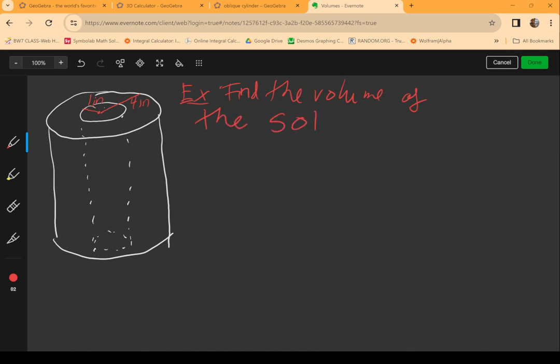Okay, so if I start with my formula, let me just write the general formula: pi r squared times height. Oh, let me give it a height. We'll say it's 8 inches. Okay, so let's say we start with just the bigger cylinder that we have here, that the volume is pi times 4 squared for the radius and the height being 8.